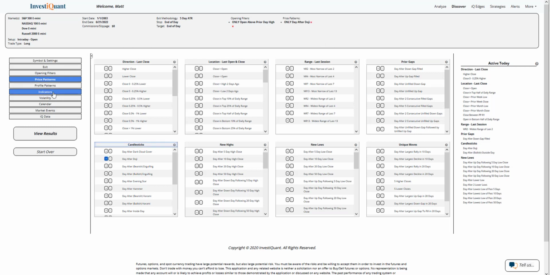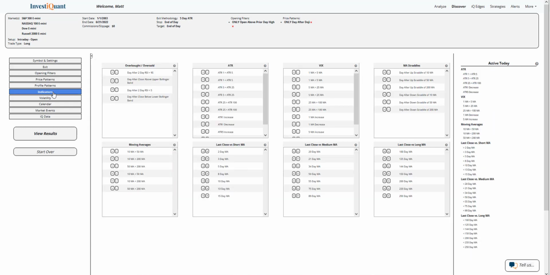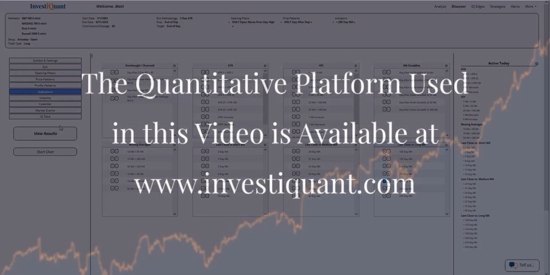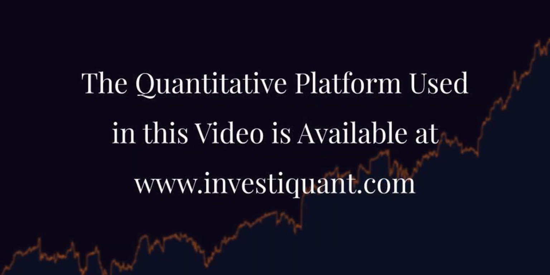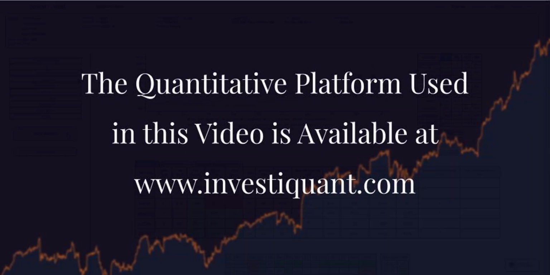And then lastly, I'm going to go to the indicators library, and I'm going to say that Friday closed below a 200-day simple moving average. I'm just going to use a 200 for this one to keep as many samples as possible. And then I'm going to click on View Results. All right, here we go.